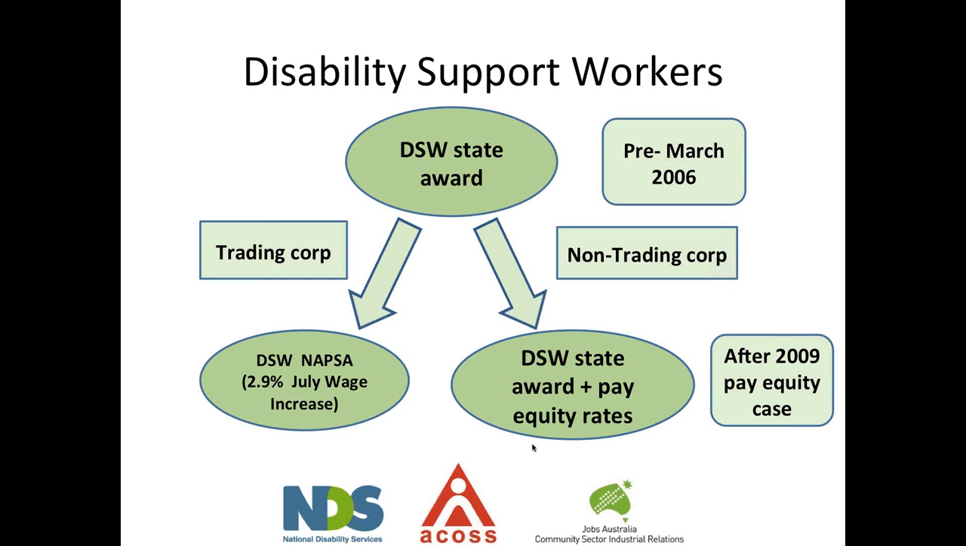If you employ disability support workers, again it's all based on whether you're a trading corporation or not, and we will visit that just very shortly. But for those of you who are on the old Disability State Award, if you're a trading corporation, then you move to what we call the NAPSA or preserved rates, and that increased by 2.9% in July this year. For those organisations that were non-trading corporations, there was a separate transitional pay equity order, and that actually has rates higher, and as a result there was no increase this year. So you'd be sitting on the state award plus any pay equity rates, and I believe they've finished phasing now.